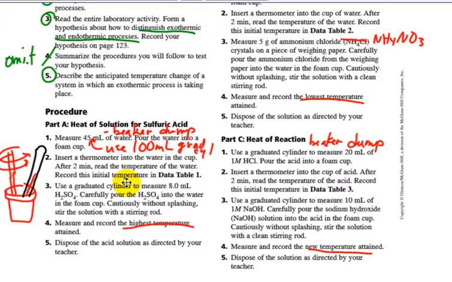Insert the thermometer into the water. After 2 minutes, read the temperature of the water. It shouldn't change too much because the distilled water is sitting at room temperature already.